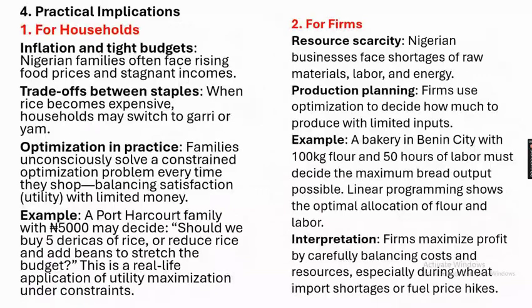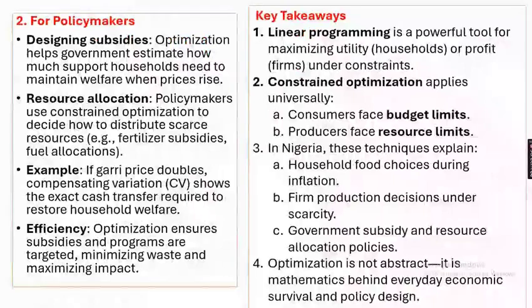Optimization has real-world implications. For households, it explains how inflation forces trade-offs between staples. For firms, it guides production planning when resources are scarce. For policymakers, it helps design efficient subsidies and resource allocation programs. For students, it bridges mathematics and economics, showing how theory solves real problems.